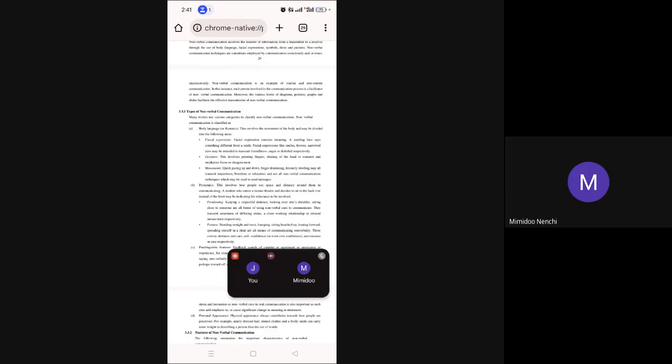Now under this movement of the body, we have facial expression. Like I said, facial expression also conveys meaning. When someone sees your face, the person can easily tell what is happening, without you even saying anything.